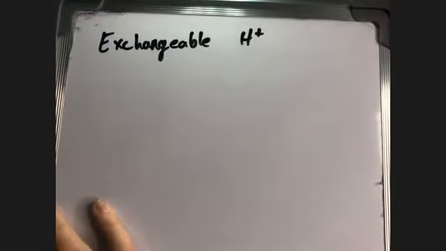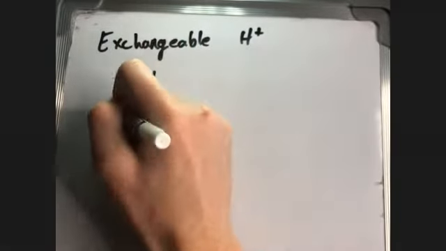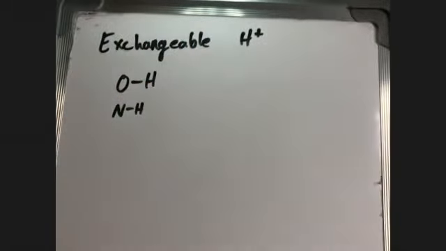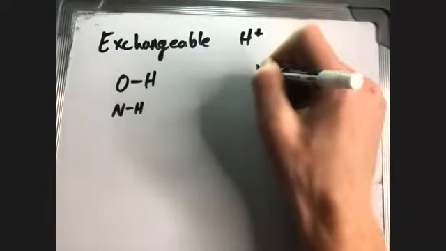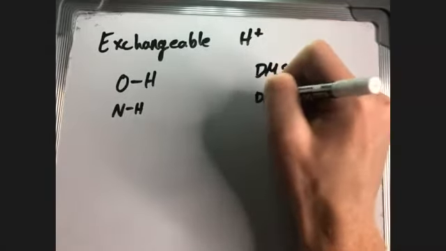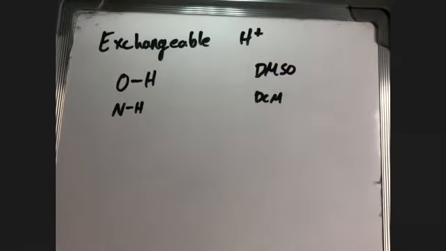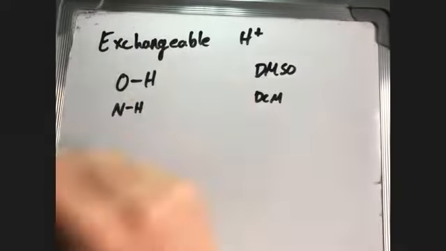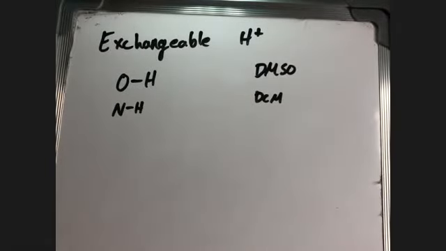So there is this thing called exchangeable protons. Exchangeable protons are OHs, NHs, SHs, and so on. We're going to focus here on OHs and NHs, and they can exchange with the solvent. Whenever you do this experiment, you're going to have to dissolve your compound in something like DMSO or DCM, some solvent. And this proton is somewhat acidic in both cases, so the solvent can exchange with that.